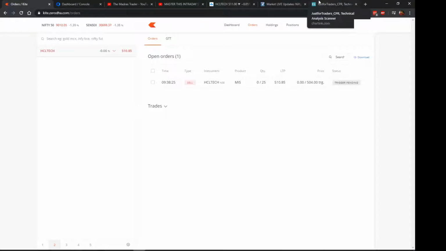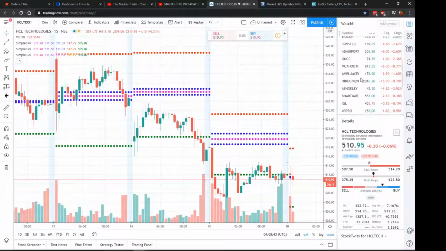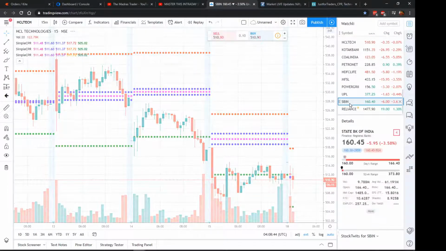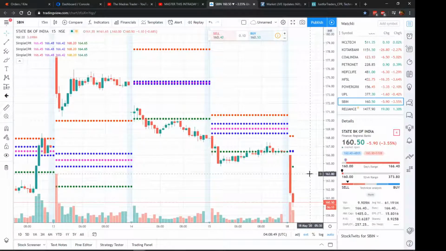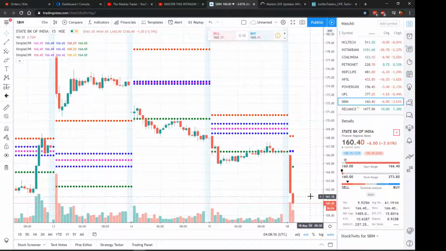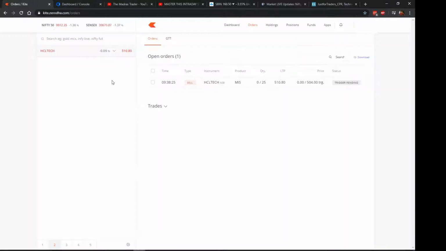The second stock is SBI, State Bank of India. I should have SBI somewhere here. Yes, so it is gapping down really badly. He suggested that we sell at 163, but it has already gapped down, so I don't know what to do with this signal. Maybe if it comes up I will sell it. So I am going to sell at 164. I'm going to put in an order.